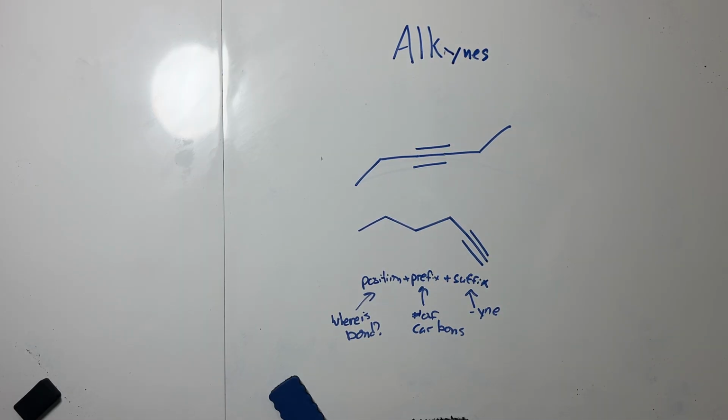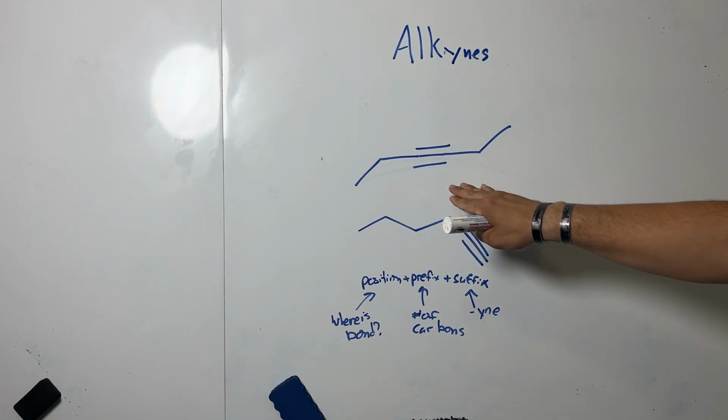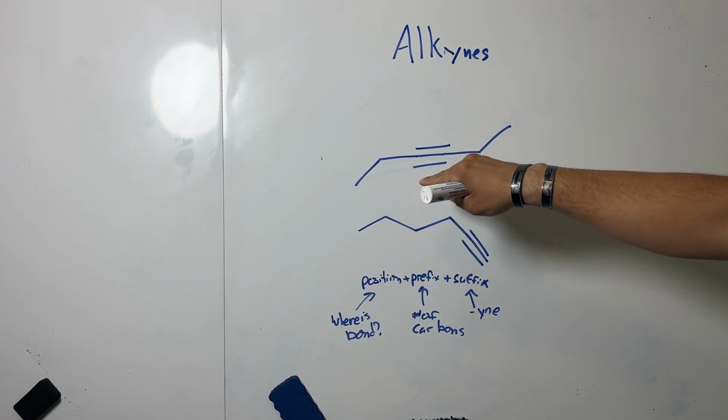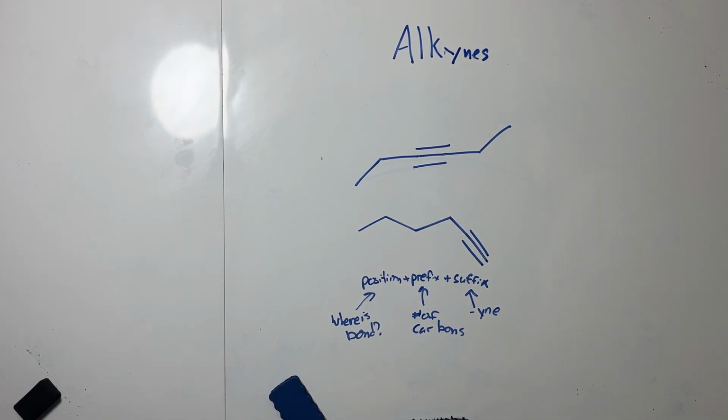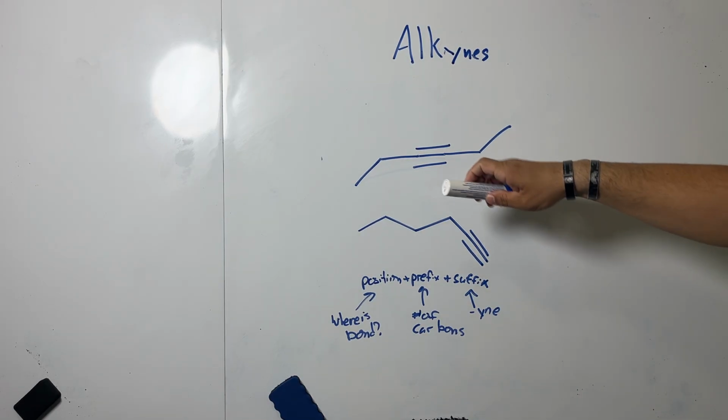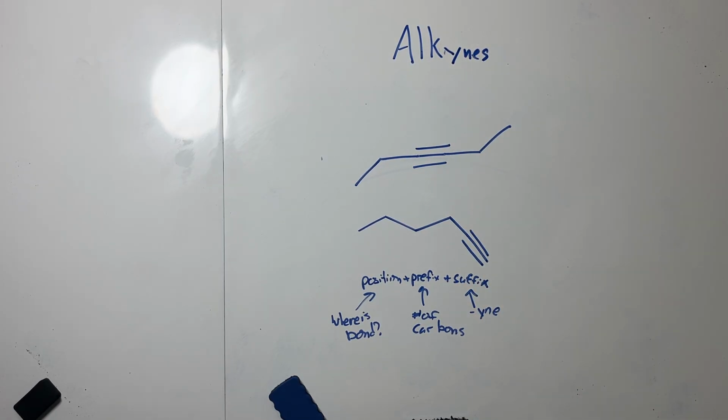Now, alkenes, you have E and Z, you have cis and trans. We don't have that with alkynes. In fact, their geometry is 180 degrees. These are sp hybridized. So this bond here is straight, just like my marker. So there's no E or Z, cis or trans.